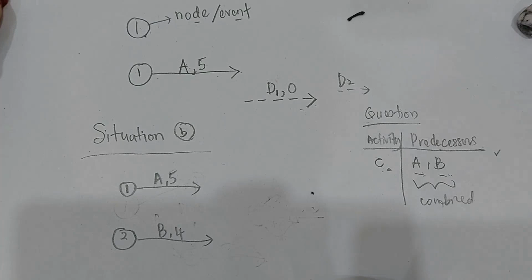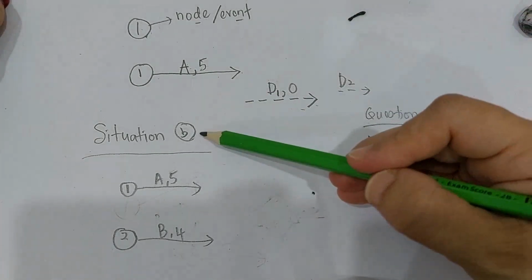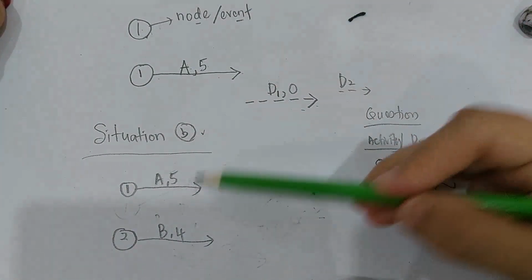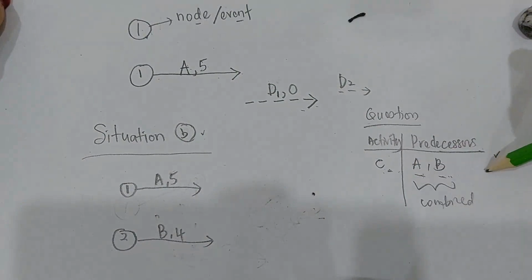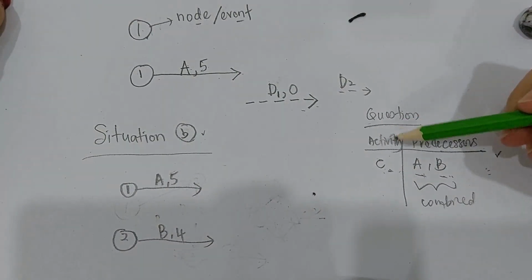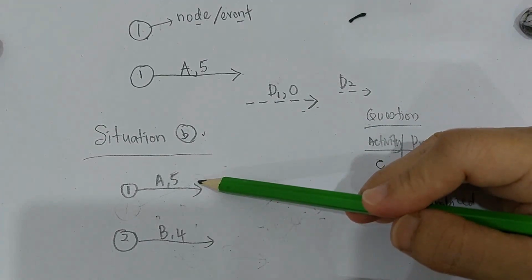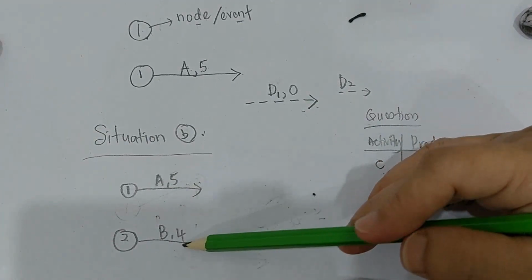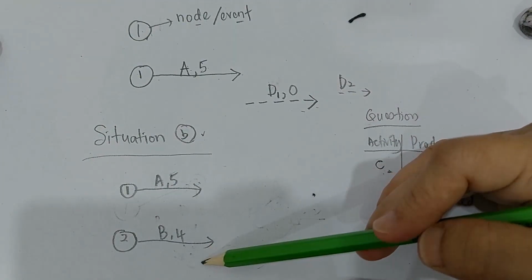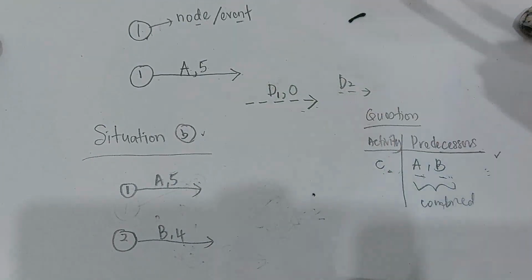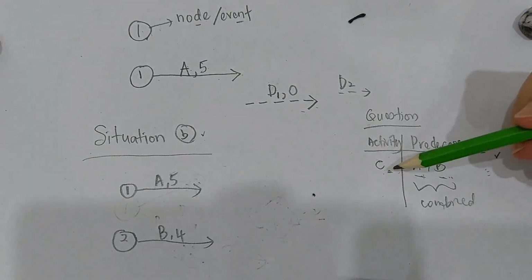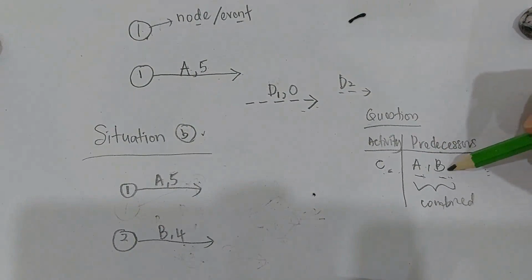Okay, the next rule which will be shown in situation B is like this. I'm going to use the same example here. Let's say you have drawn activity A like this. Activity A comes from event number 1. Activity B comes from event number 2, let's say. And you need to draw C. C's predecessors are A and B. So we need to combine these two, A and B.